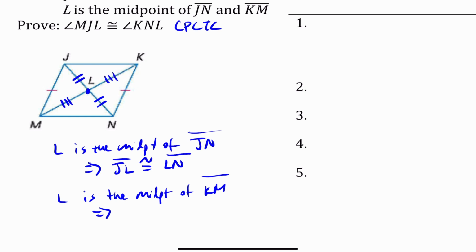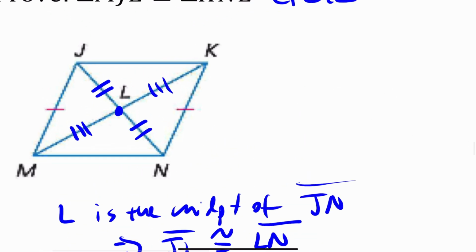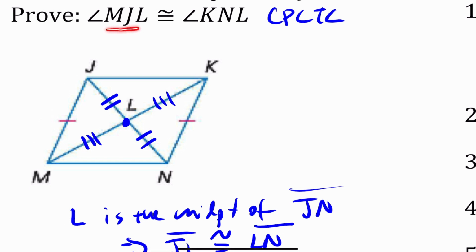So I'm going to write KL is congruent to LN. So that's awesome. Let me go ahead and zoom. What I need to look at, I'm going to look at MJL and KNL. So these are two triangles.